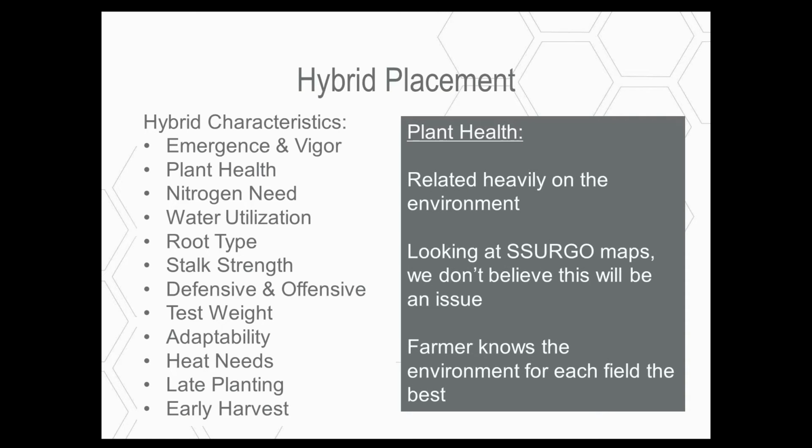Plant health. So plant health is related heavily to the environment. So what's the environment like, and what's the environment going to do? When we're looking at SSURGO maps, we don't really believe that this is going to be a major issue for this field. But again, environment is something that the farmer knows best. So the farmer is going to know that specific environment for each field, and he's going to have a better understanding of whether it's something that could be of concern or not for each specific field.